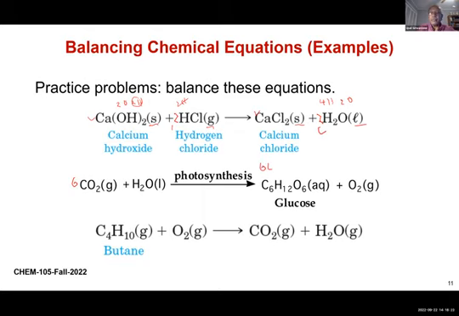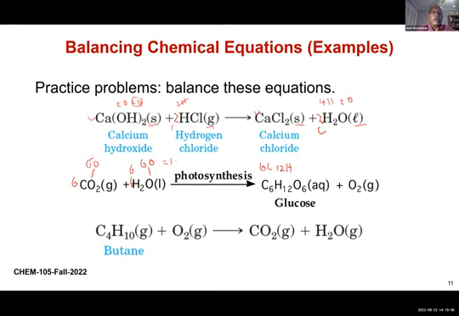Now you go to the hydrogen. There are 12 hydrogens here. Therefore, you have to put a 6 here. 6 times 2 is 12. Then 12 hydrogens. Now you try to balance the oxygen. There are 6 oxygens here. How do I get 6 times 1 is 6.